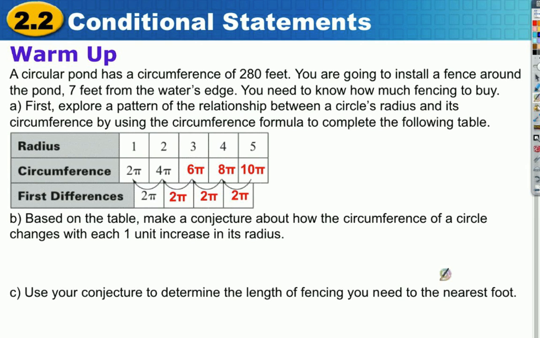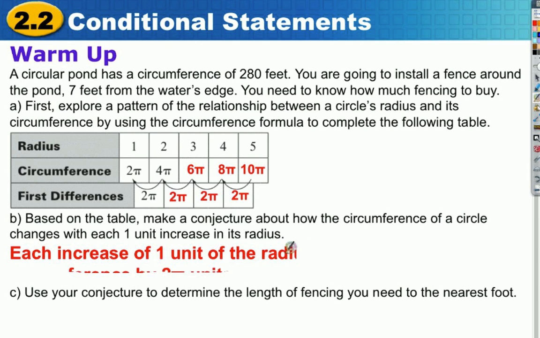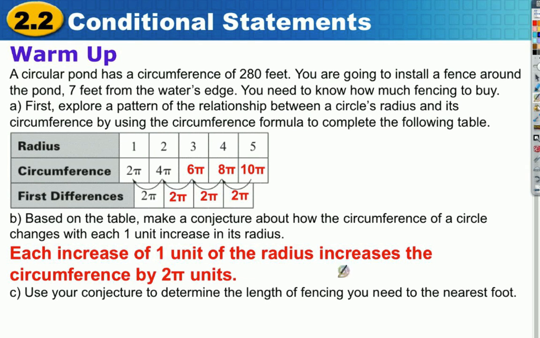Well, that's partially correct, but you left out pi, and that made it incorrect. It's not an increase of 2 units, it's an increase of 2 pi units. Remember, pi is a number. It's close to 3. So if pi is close to 3, what's 2 pi close to? Catalina? 6. So really it's increasing by approximately 6 each unit. So each increase of 1 unit of radius increases the circumference by 2 pi units.